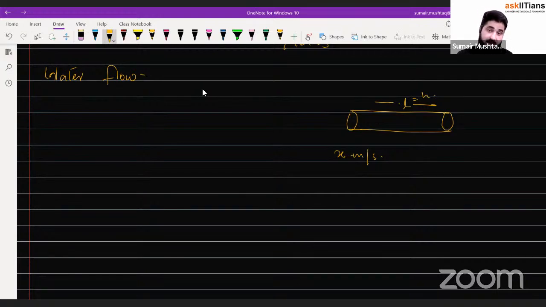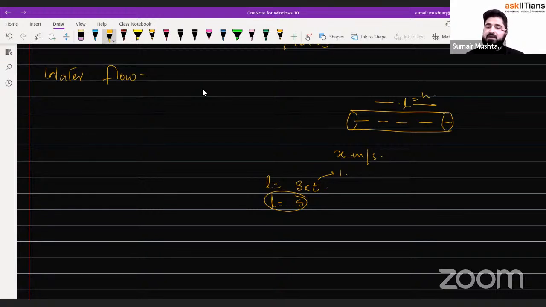Now, I have told you, if you are taking time as unity, this speed is actually equal to the distance. So can I say length is equal to speed into time? When you are taking time as unity, length will be equal to the speed. So whatever the speed of the water through this pipe, that is actually the length of this cylinder if you are taking the time as unity. Unity time means 1 hour, 1 minute, 1 second, like that. You got the concept or not?